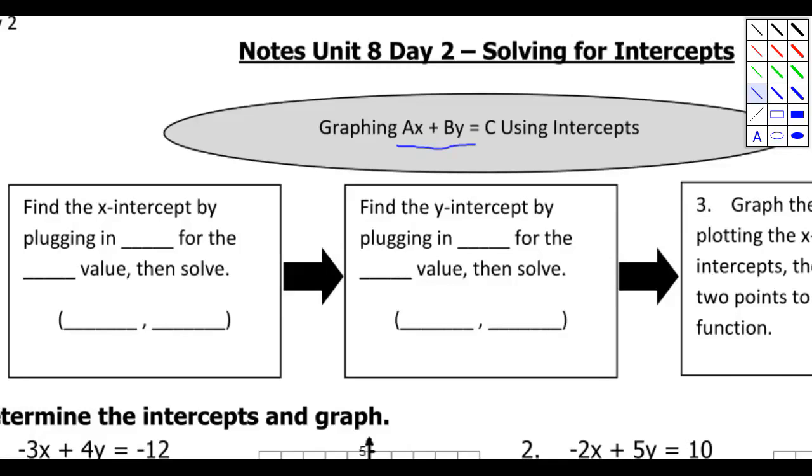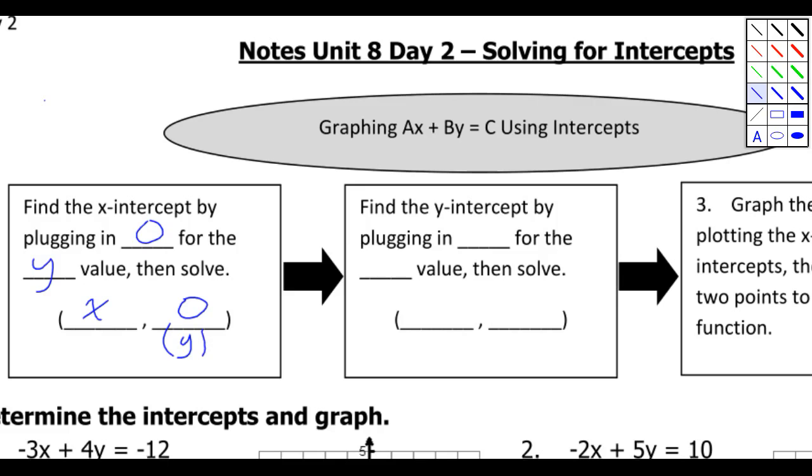Okay, so here we go. You find the x-intercept by plugging in 0 for the y value, and then you solve. So you end up with a point that looks like this: x, 0. You plugged in 0 for y, that's where the y would normally go, so we replace that with 0. And so we get a point like this.